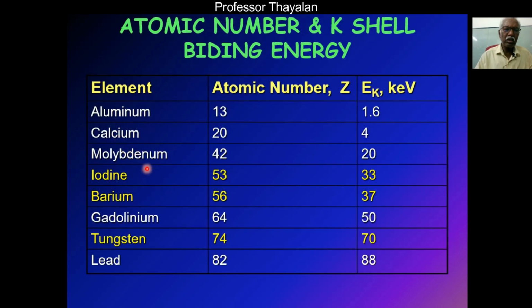This table shows some of the elements we come across in radiology and radiotherapy, and this shows the atomic number. The third column gives the binding energy of the K shell electron in kilo electron volts. For example, iodine atomic number is 53 and binding energy of the K shell is 33 kilo electron volts. Barium atomic number is 56 and K shell binding energy is 37 kilo electron volts. Tungsten, which is used as a target material in X-ray tubes, has atomic number 74 and the binding energy is around 70 kilo electron volts.